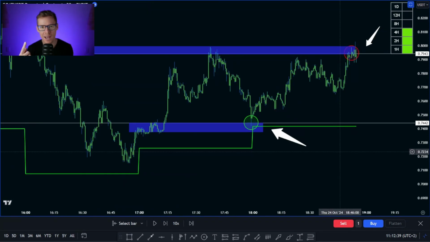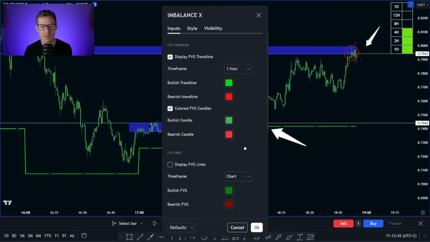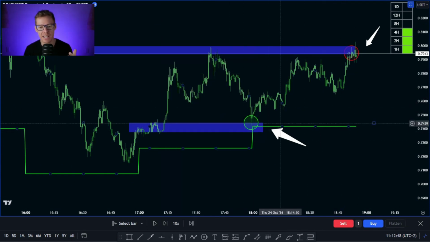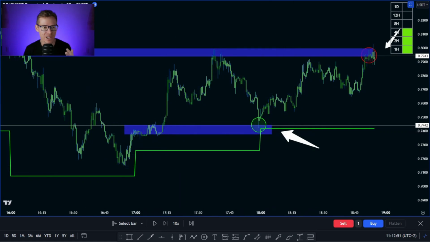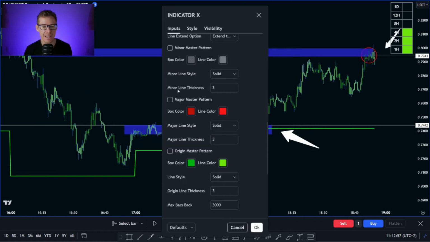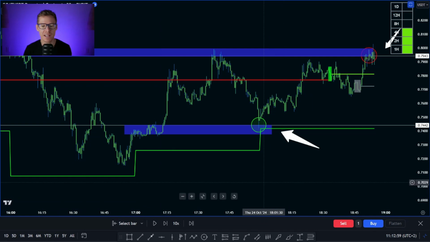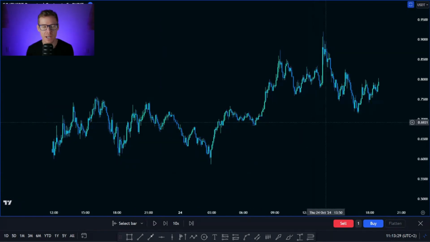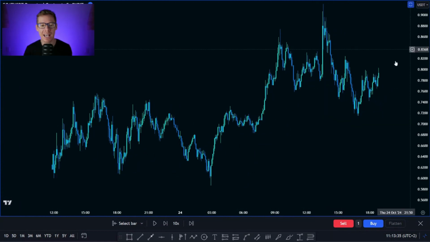I used the 1 hour chart to determine my bias, which if you open Imbalance X, set to 1 hour, and I used the 30-second chart for my entry. For my entry, I used Indicator X, and I used the value lines to find this entry. If I zoom out of the chart a little bit, and I recommend always doing this, always taking all the indicators off and just looking at the plain chart and then marking out important zones.